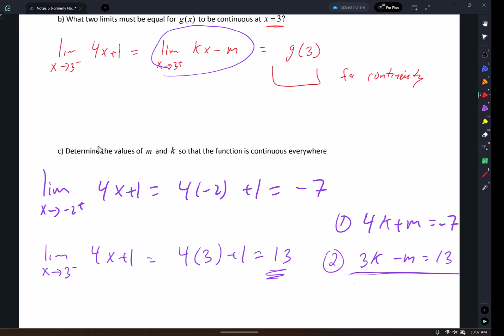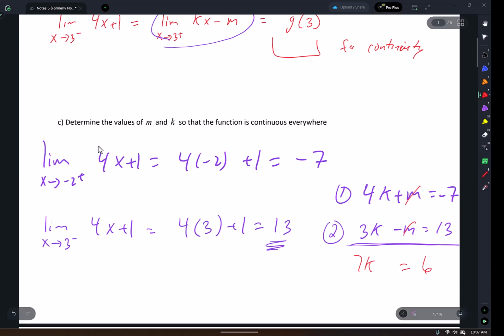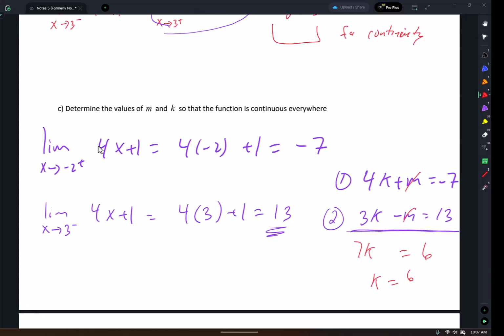So 4, 5, 6, 7. So I have 7k, and then these m's cancel out, equals, and then the difference between 7 and 13, what's that? 7, 8, 9, 10, 11, 12, 13, 6. So k equals 6 sevenths.